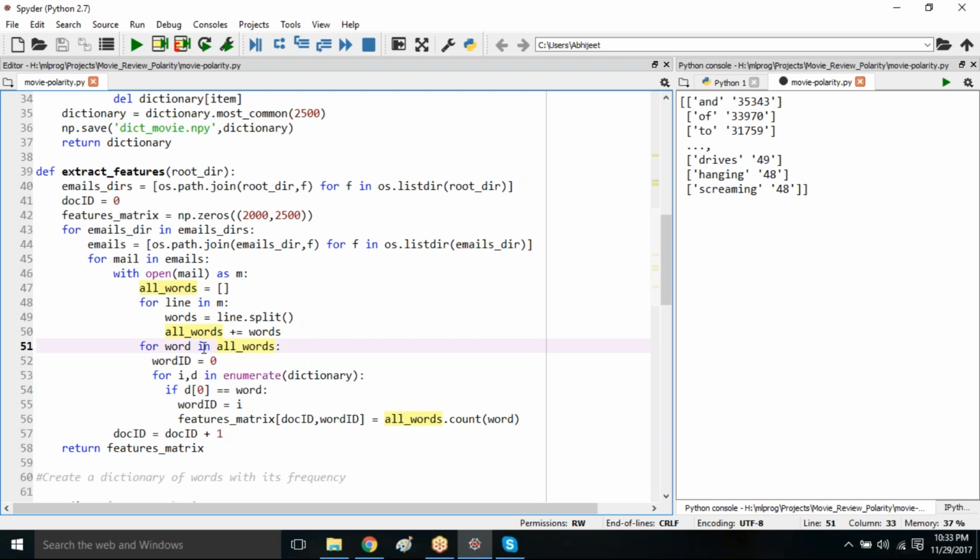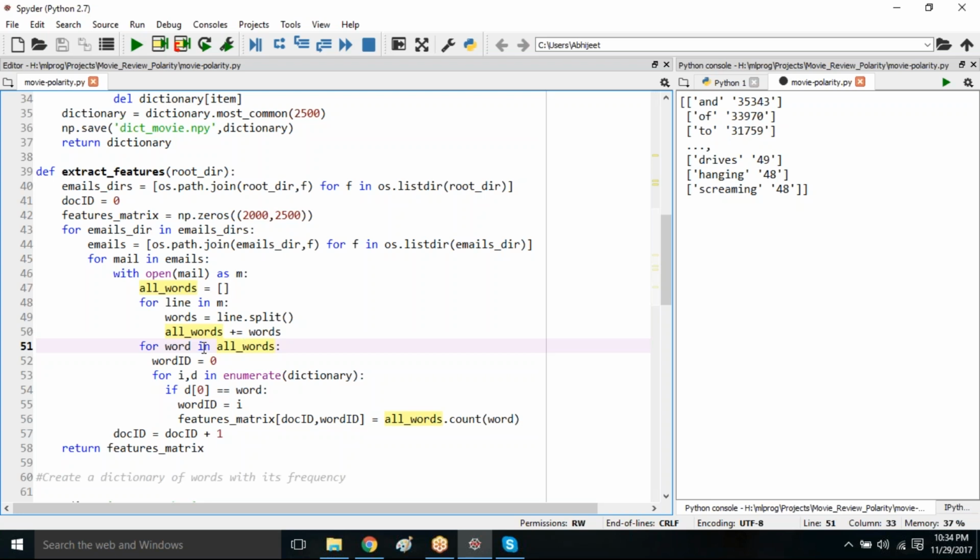Good enough? But how does it identify if the word is positive or negative sentiment? No, no. I am right now only making the feature vector matrix of 2000 files. I am extracting the features only. I have not modeled yet.